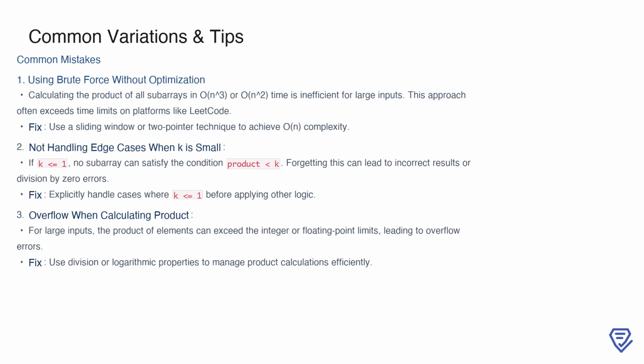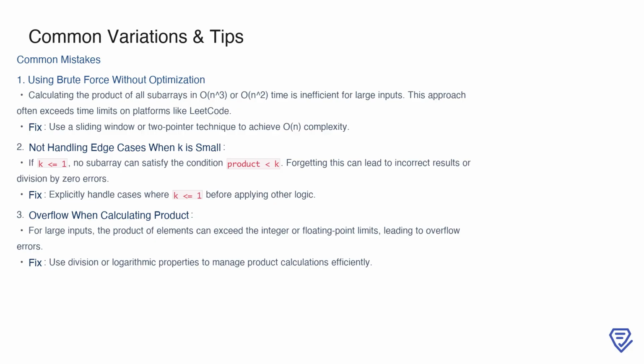When tackling this problem, one common mistake is relying on brute force to calculate the product for all possible subarrays. This approach typically has a time complexity of O(n³), or O(n²), which becomes infeasible for larger arrays due to time limits. To address this, we can optimize the solution using a sliding window or two-pointer technique, which brings the complexity down to O(n).